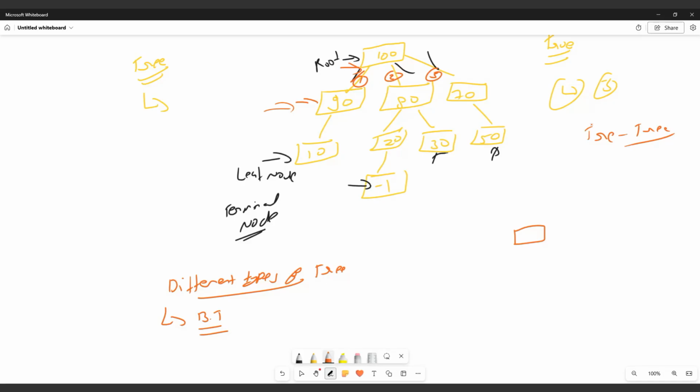So class, what is a binary tree? A binary tree is a tree in which each node can have at max two children. What does this line mean? It means that in a binary tree, either there would be no child, or one child, or at most two children.